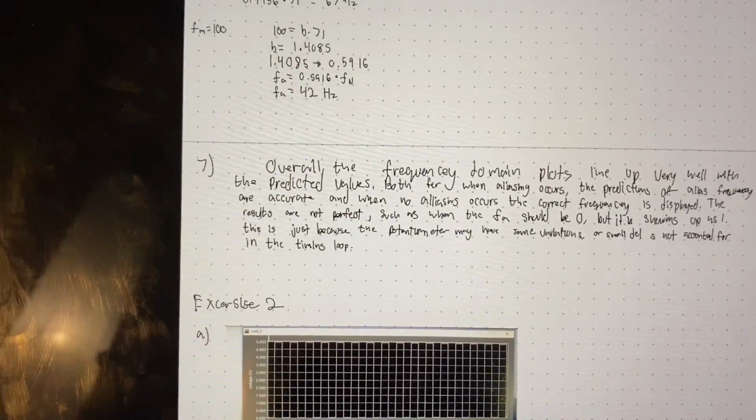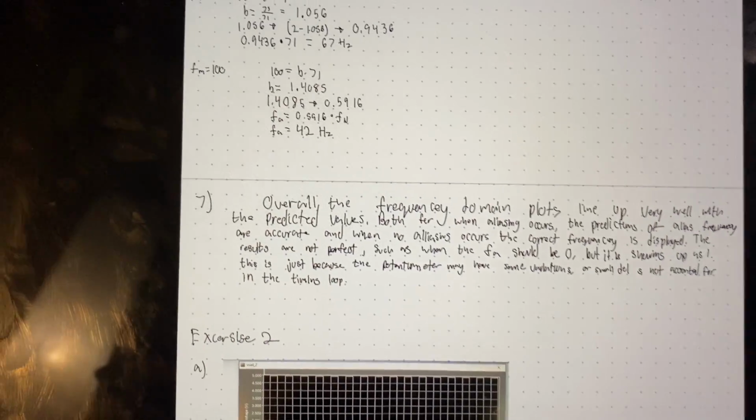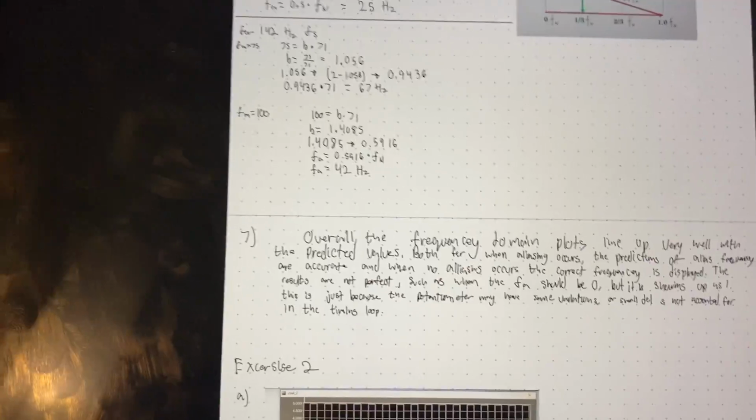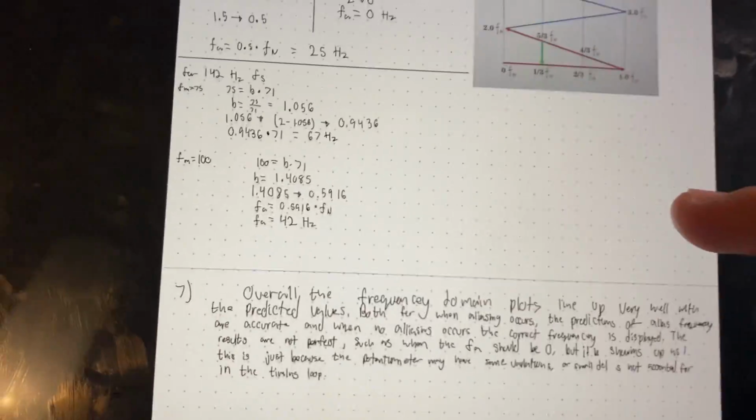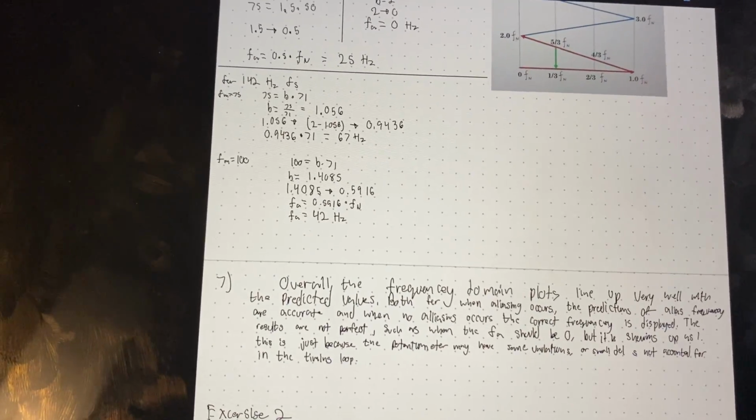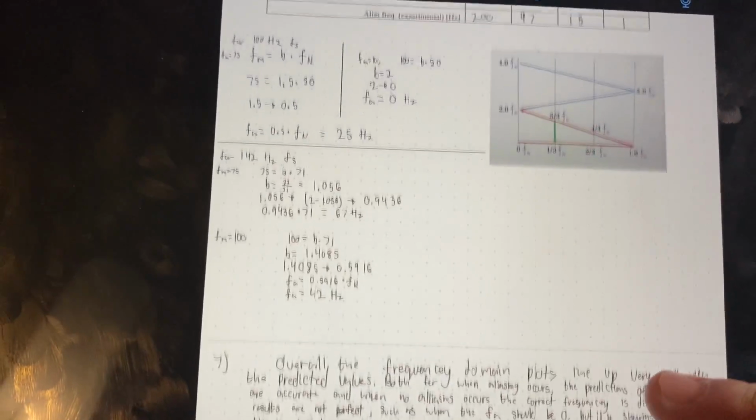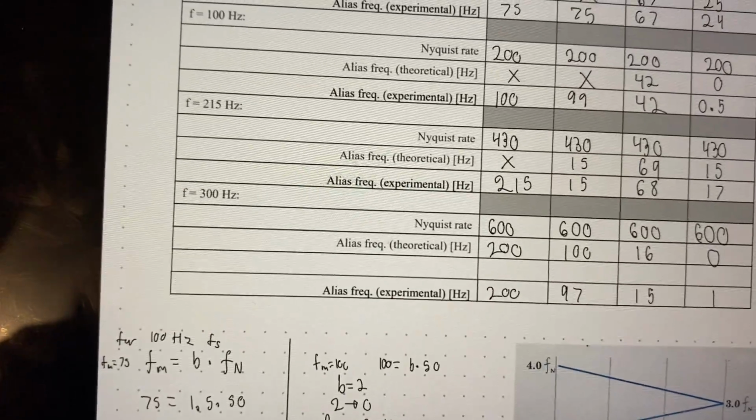So here's my paragraph. Overall, the frequency domain plots line up very well with the predicted values for the aliasing. Some small errors did occur, such as when some of them should be 0, they're actually 1. This is due to flaws and variations in the potentiometer, or perhaps small inconsistencies in my timing loop, or other similar causes.